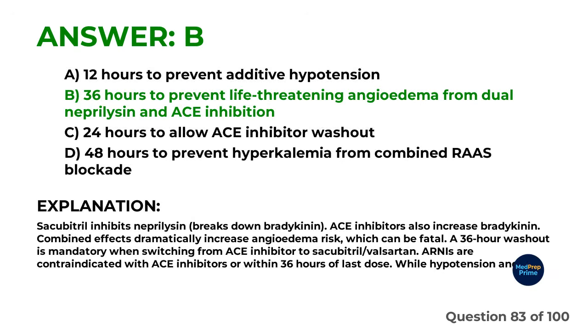Correct answer, B. Sacubitril inhibits neprilysin, which breaks down bradykinin. ACE inhibitors also increase bradykinin. Combined effects dramatically increase angioedema risk, which can be fatal. A 36-hour washout is mandatory when switching from ACE inhibitor to sacubitril valsartan.